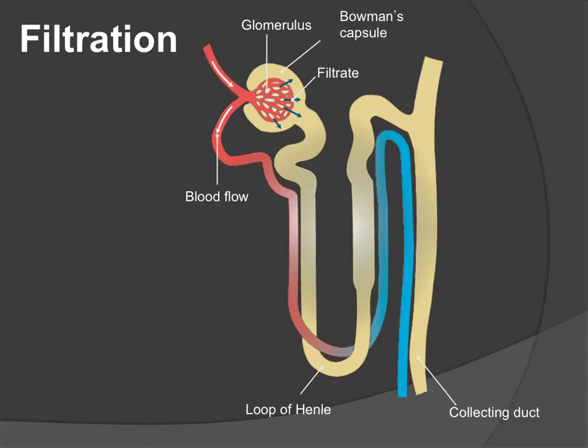So generally what happens up here, you've got your blood coming in, and this region of very fine capillaries is called the glomerulus. Always get that one wrong. It looks like a ball of capillaries, and this is where the initial filtration of blood occurs.